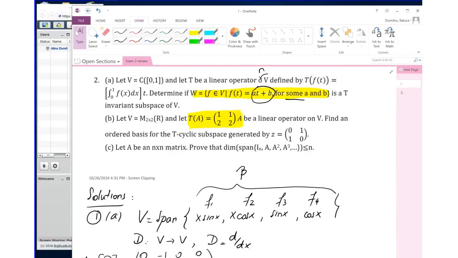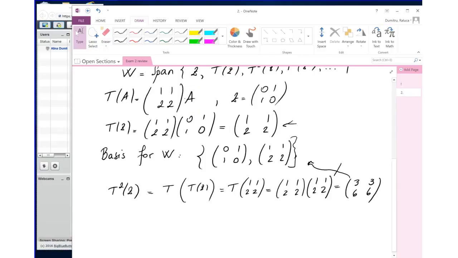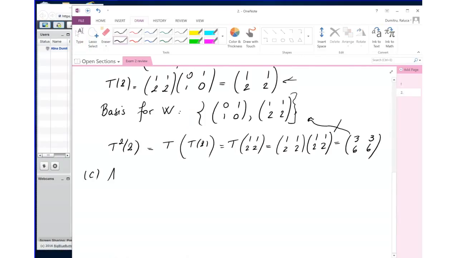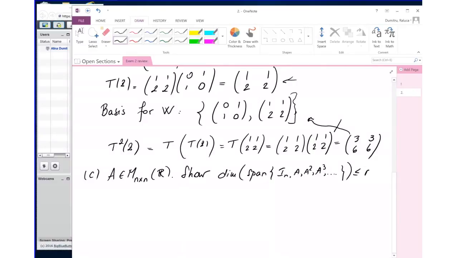And part C will be about the Cayley-Hamilton theorem. So A is an n by n matrix. Show that the dimension of the span of the set containing the identity, A, A squared, A cubed, dot, dot, dot, an infinite set, cannot exceed n.